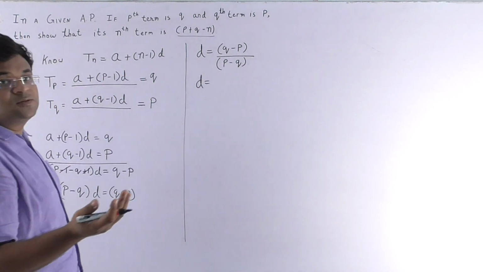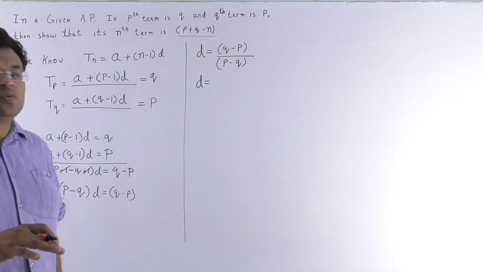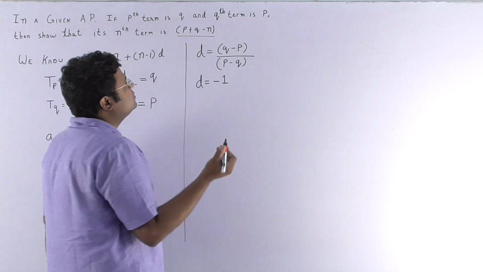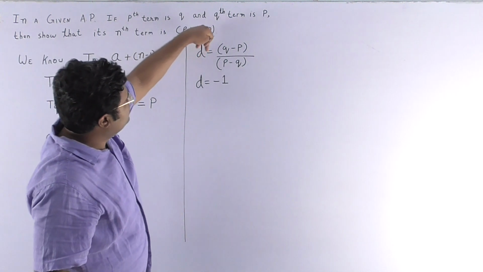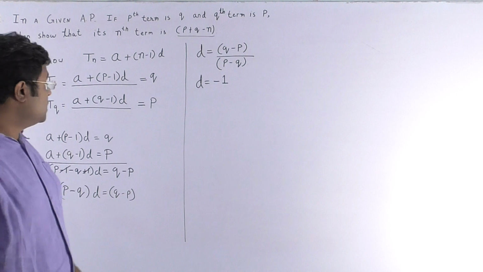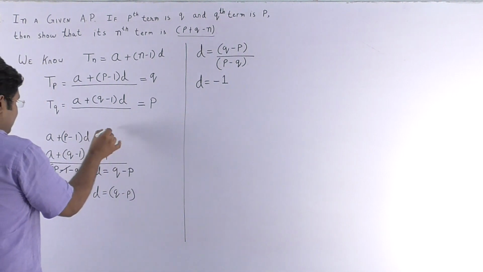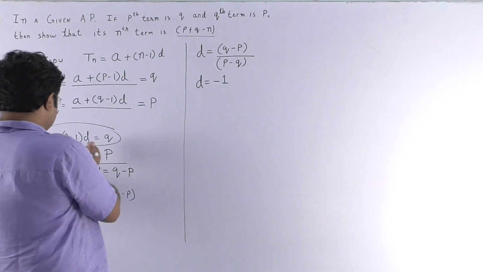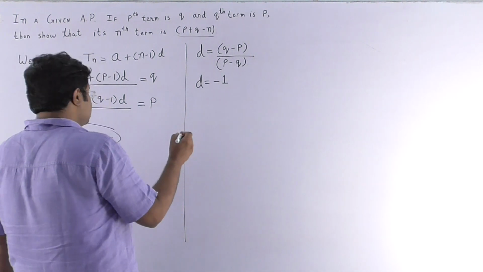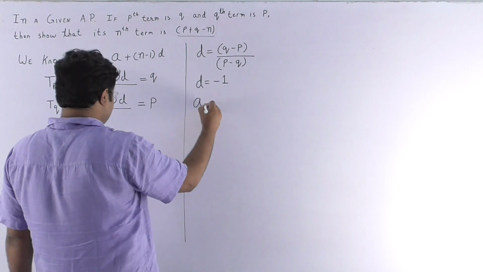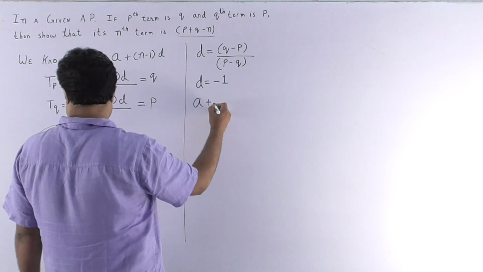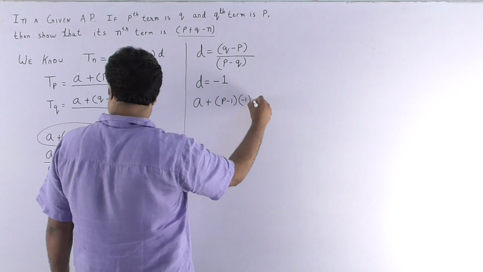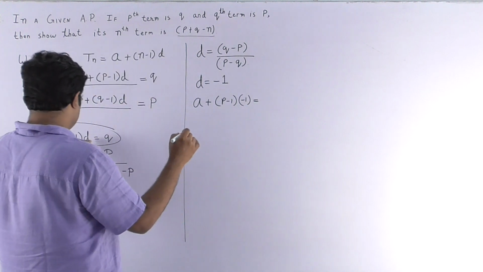So what is (Q minus P) upon (P minus Q)? That will be straight away minus 1, because if I take minus common, we will get P minus Q, so it's minus 1. Using this, I can put the value of D in either first or second. We just put it in the first one, so we get A plus (P minus 1) into minus 1 is equal to Q.